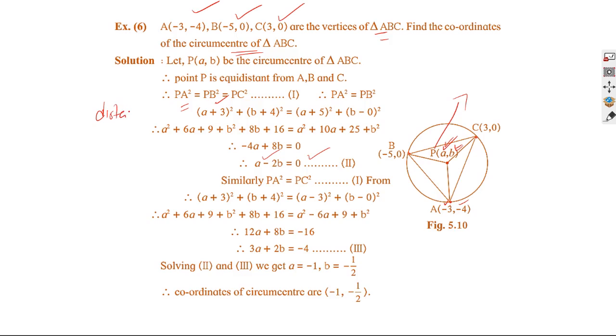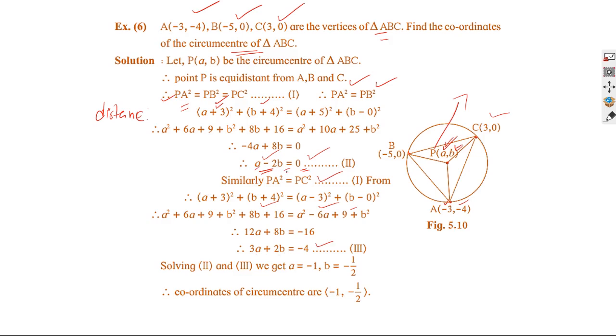As you have observed in more than one sum, the formula is not written here, but it is (x1 minus x2) whole square plus (y1 minus y2) whole square, the same formula. Minus of minus becomes plus here, right? Once the formula is applied, we get an answer in terms of a minus 2b is equal to 0. We also know that PA square is equal to PC square, again supplying the next set of data, the data of C. Then we got the equation 3a plus 2b is equal to minus 4.